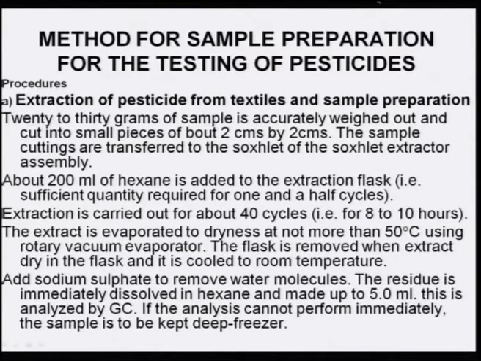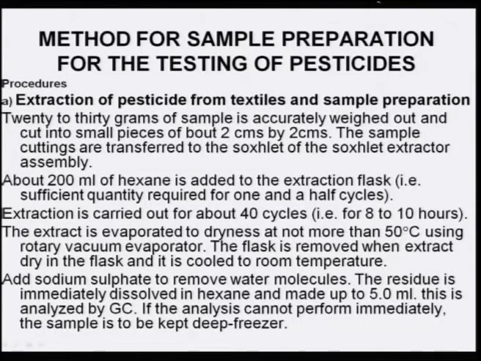Why? Because this is a hexane solvent. In earlier cases, it was methanol solvent. The flask is removed when the extract is dried in the flask and it is cooled to room temperature. Sodium sulphate is added to remove any water that may be present in the sample. During the process of extraction, some water may have come into it. The residue is immediately dissolved in hexane and made up to 5 ml. This is analyzed by GC.